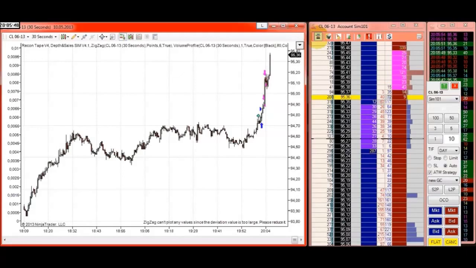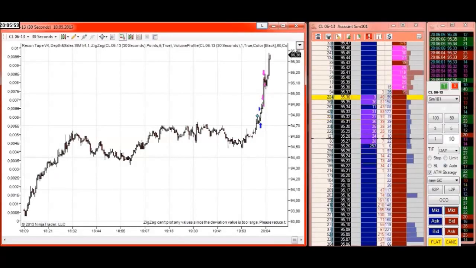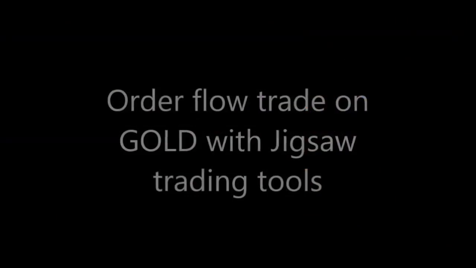Really nice combination of profit versus loss. So the stop on this trade was something like less than 10 ticks, and you can see how far it moved. It moved quite a lot. So it's a nice trade, but let's move on to the next one.